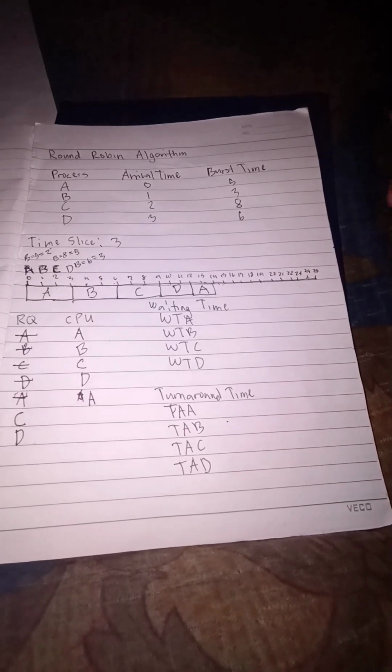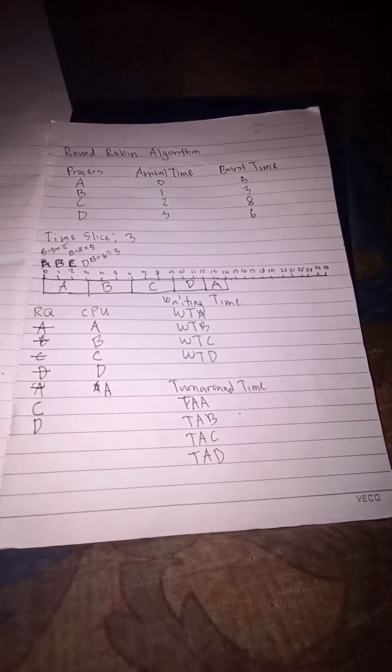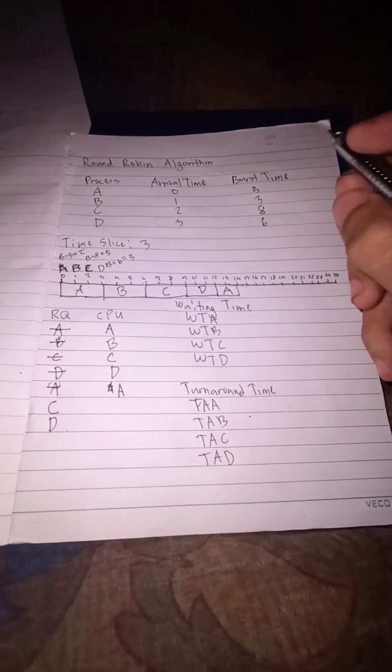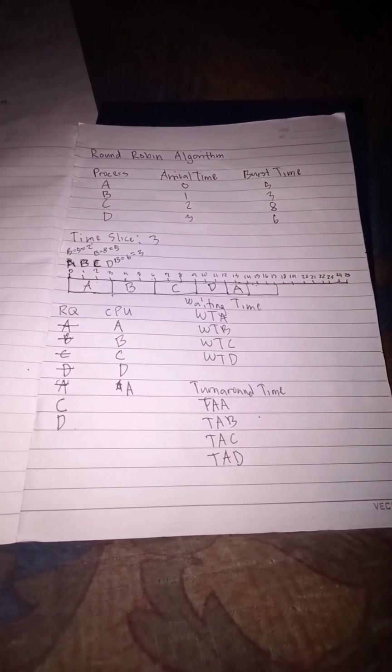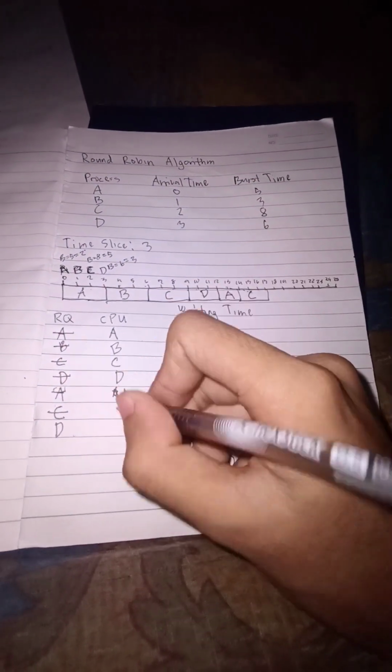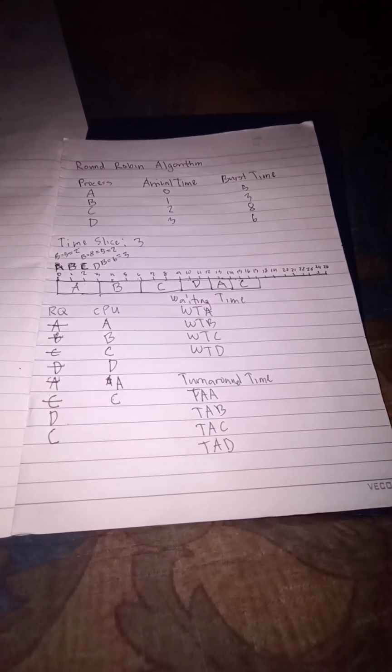Next is process C. Here process C has a remaining burst time of 5. Since our time slice is only 3, we're only going to count to 3. 1, 2, 3. Go to 17. Process C will be removed from the ready queue and will be put in the CPU. But since there are 2 burst time left, C will be going back to the ready queue after the process D.